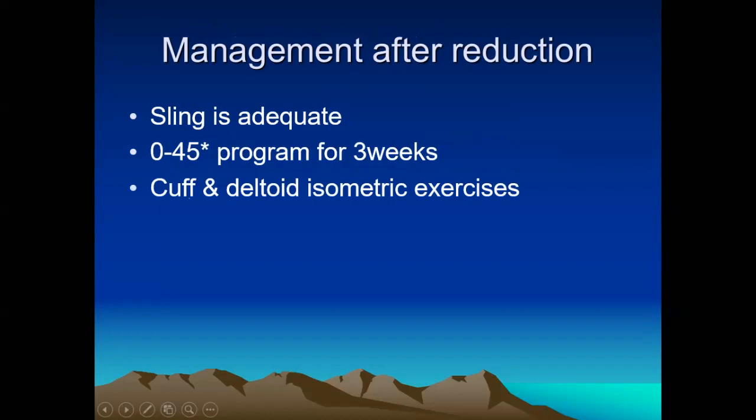Management after reduction: a sling is adequate. A 0 to 45-degree range of movement program for 3 weeks. Cuff, deltoid, and isometric exercises are the mainstay in such dislocations.